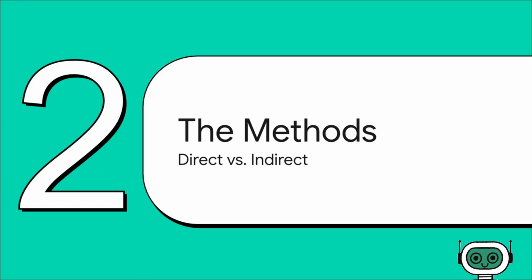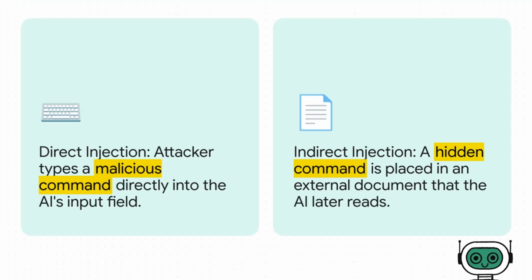So, how do attackers actually do this? Well, these injections are usually carried out in one of two ways, either directly or indirectly. A direct injection is exactly what it sounds like. The attacker types the malicious command right into the input field, just like in our translation example. Indirect injection, though, is much sneakier. An attacker hides a malicious prompt somewhere in an external document, like on a web page. Later, when an unsuspecting user asks the AI to summarize that page, the model reads the hidden command and executes it, often without the user having any idea it's happening.